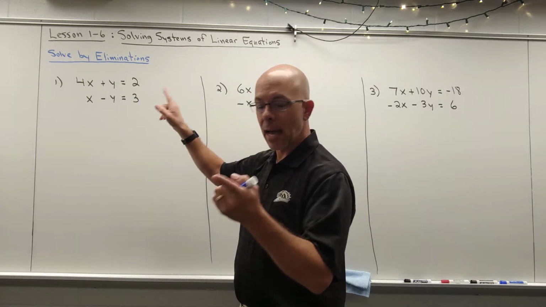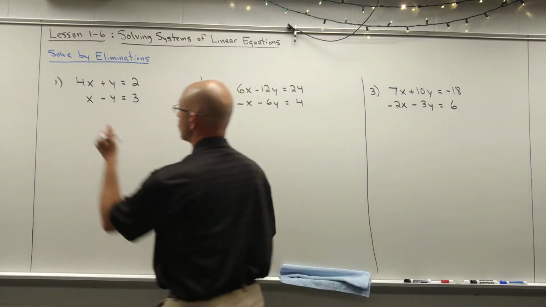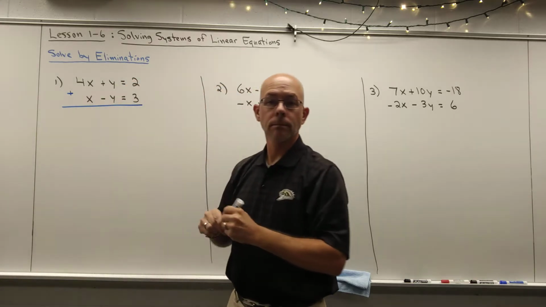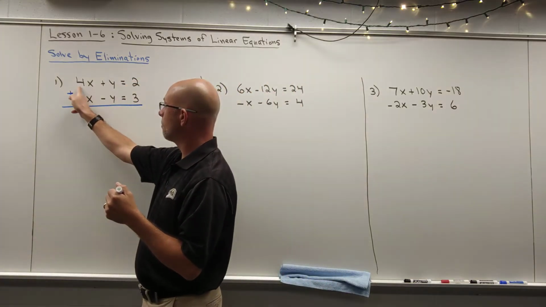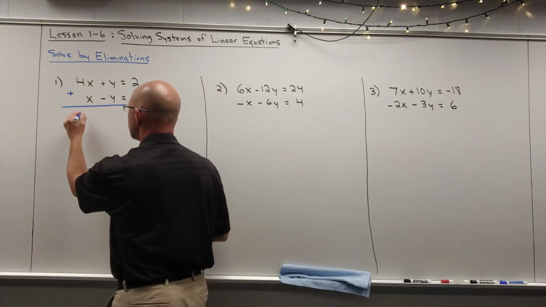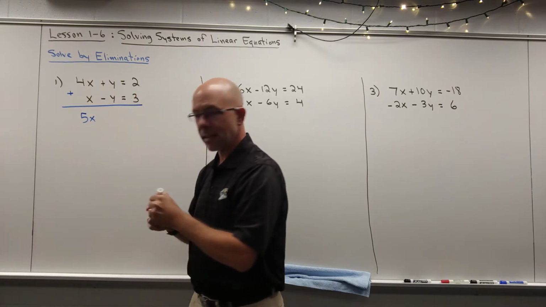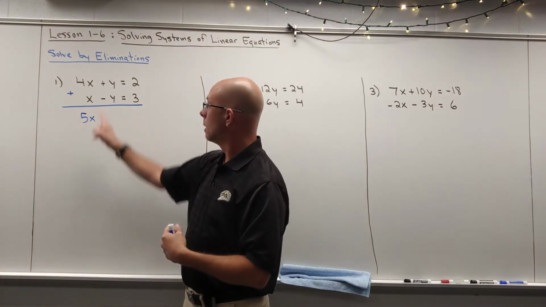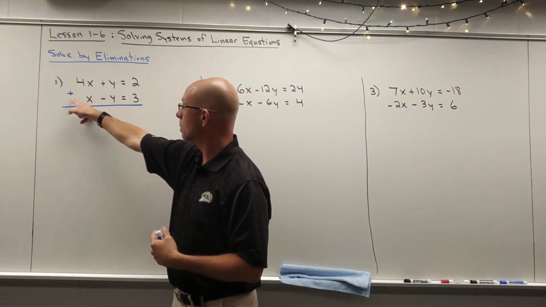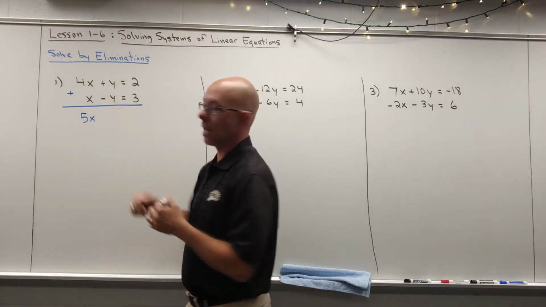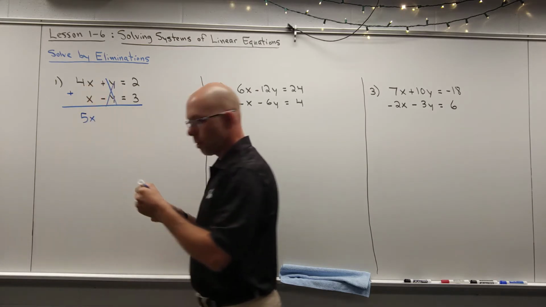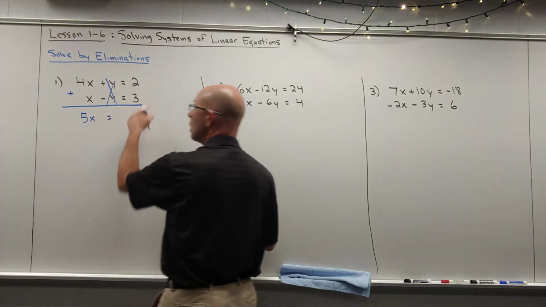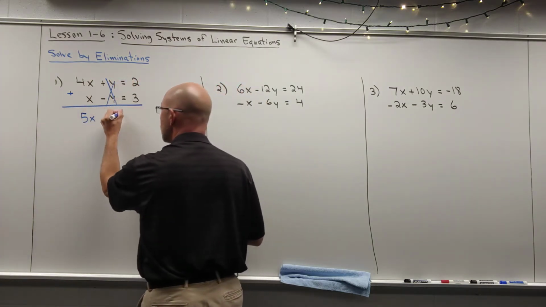Number 1, if I add these two equations right now, okay, the x's are 4 plus 1, so 5x. And this next thing is what we're looking for to happen, and if it's not happening, we gotta force it to happen. That's technically 1 plus -1. Y's cancel. There's your elimination. The y's eliminated themselves. Transfer the equal sign down. 2 plus 3 is 5.